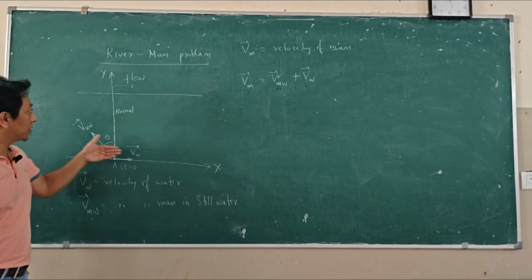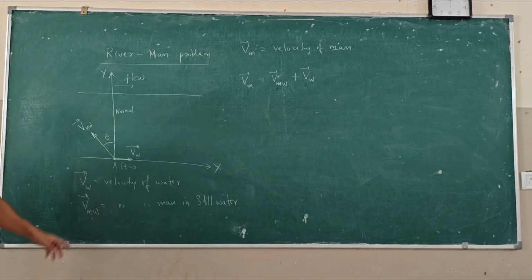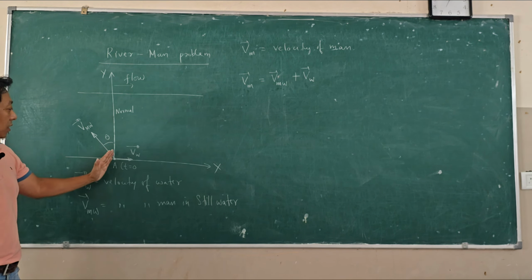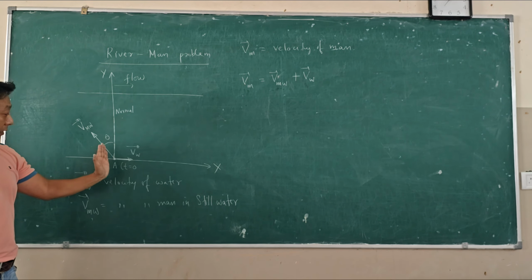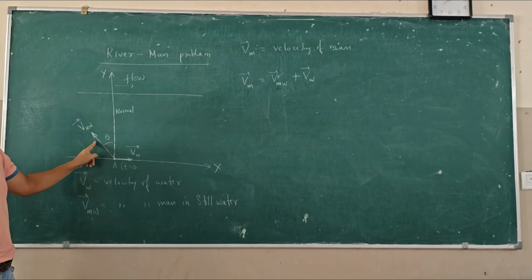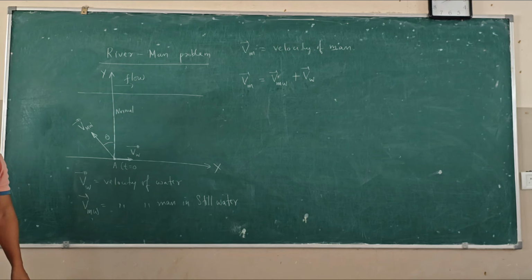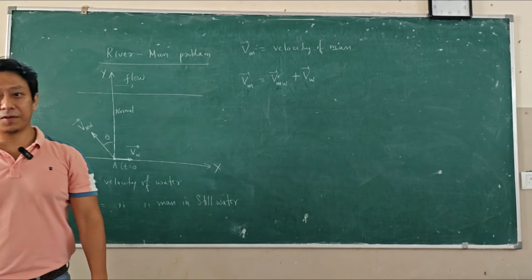Of course, the flow will be this way only, no? So resultant of these two will be where? It could be here, it could be here, it could be here. It can be here also if this is much bigger than this. Correct? So resultant of these two, which is this, can be anywhere.